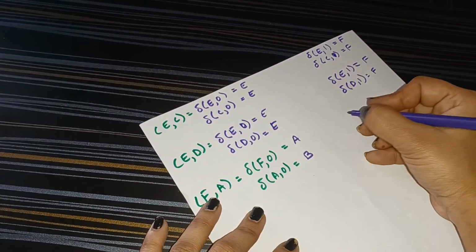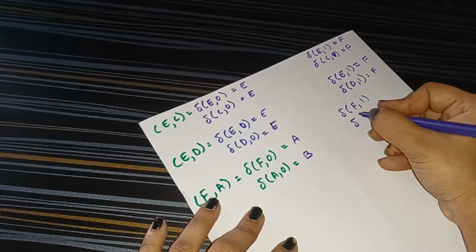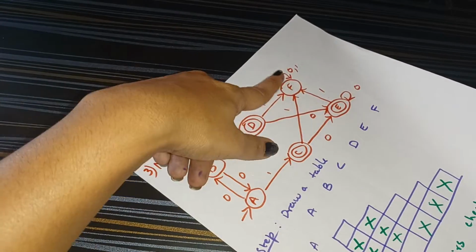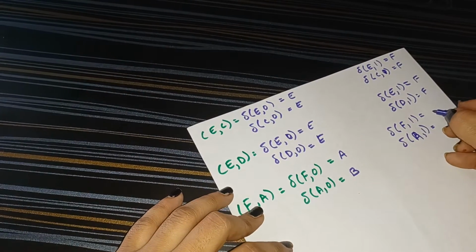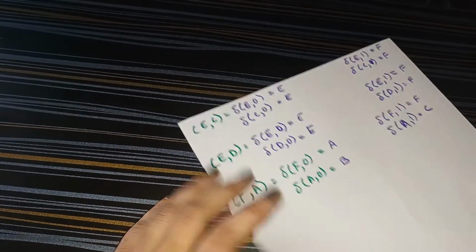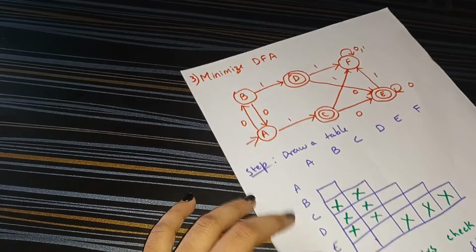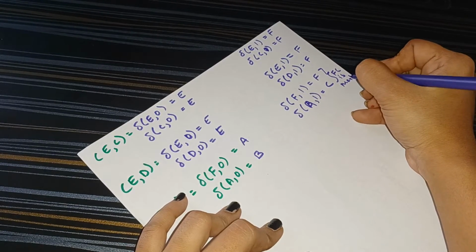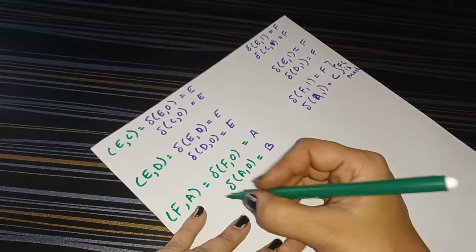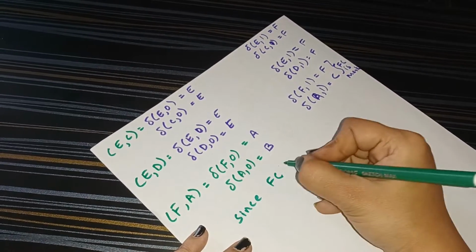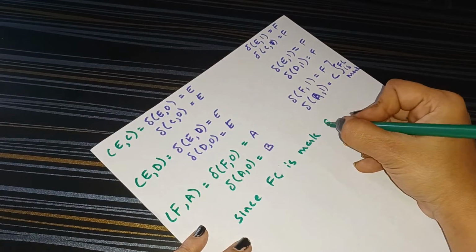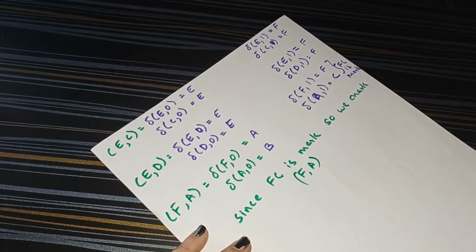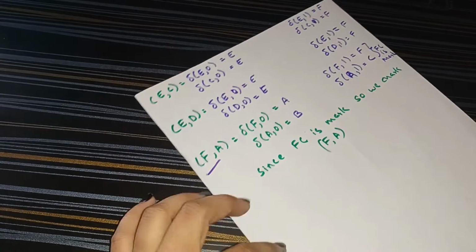Okay, next delta transition of F on 1 and delta transition of A on 1. F on 1 it is going to itself, A on 1 it is going to C. Whether FC is marked? Yes, FC is marked. We can say that since FC is marked, we can mark FA. Okay, so we can mark this condition.